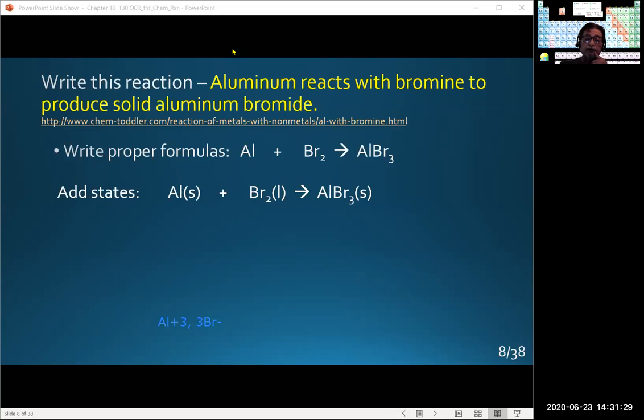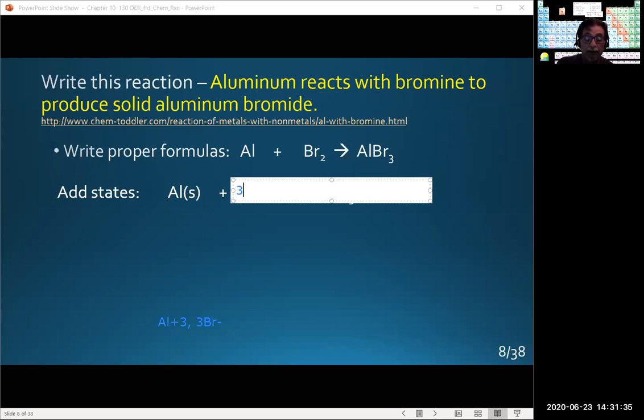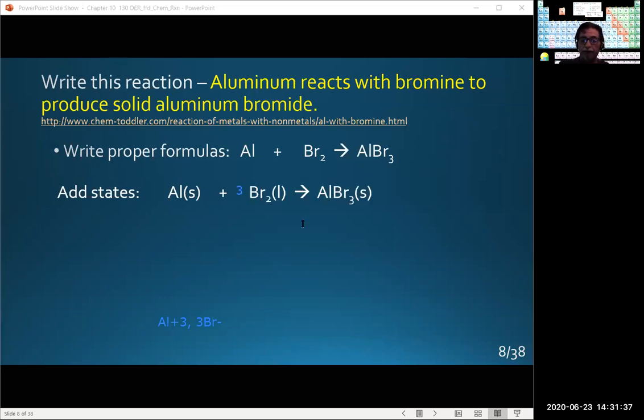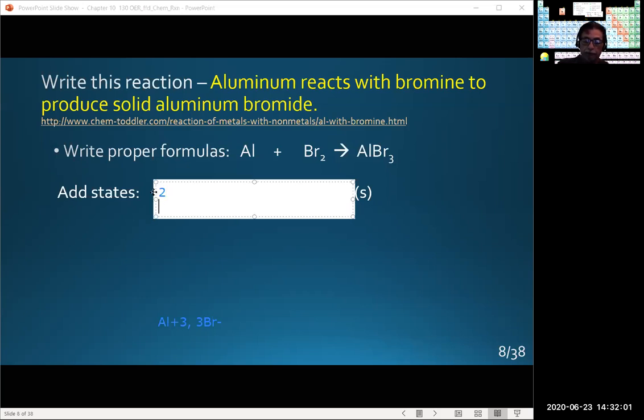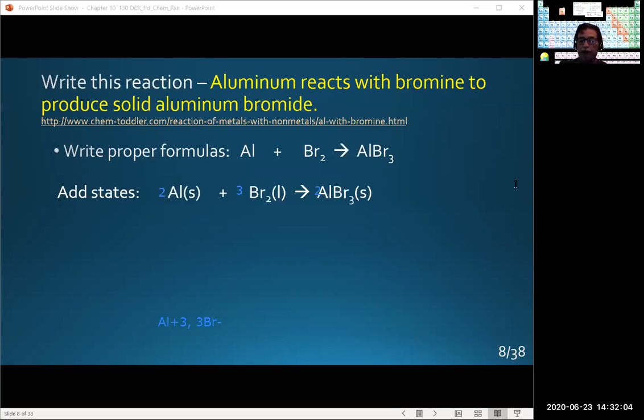So let's do that. Let's put a 3 in front of the bromine and put a 2 in front of the aluminum bromide. That balances out the bromines. We have 6 total on both sides. But in putting that 2, that increased my aluminum, but no problem. Now we go back to reactants and put a 2 there. And now we have a balanced chemical reaction.